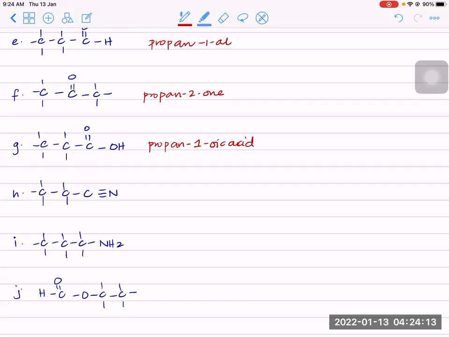Now you have this main chain again, 3 carbons. You have a nitrile which is on carbon 1. So we will call this what? Propanenitrile. Or you can call it propane-1-nitrile.